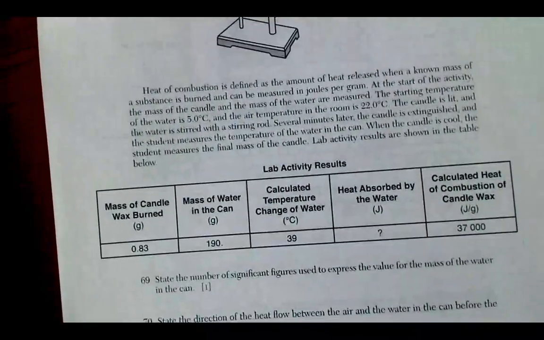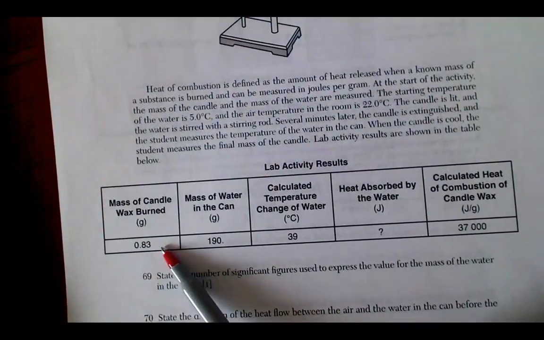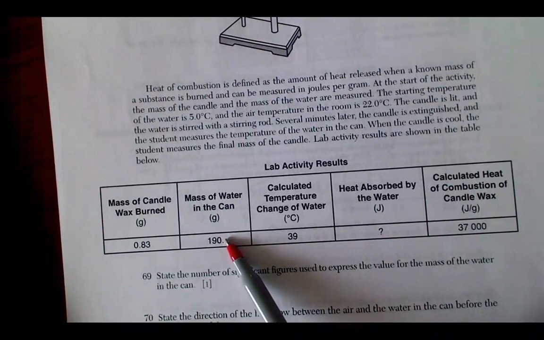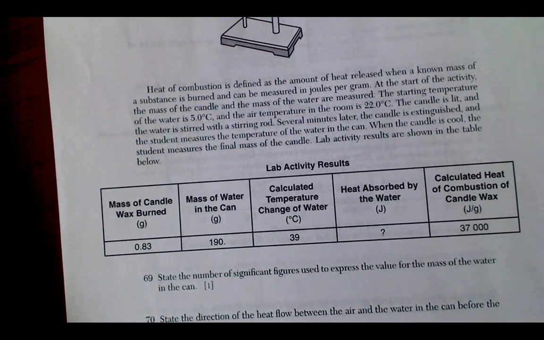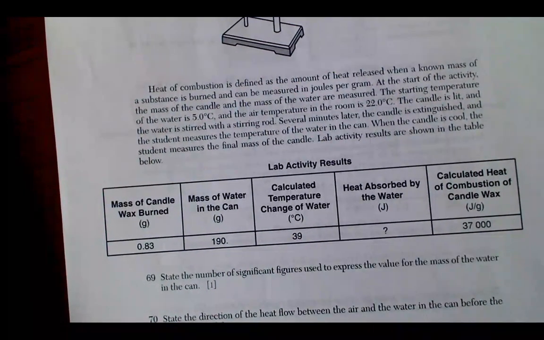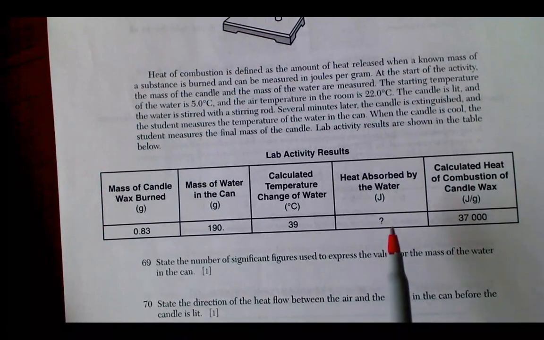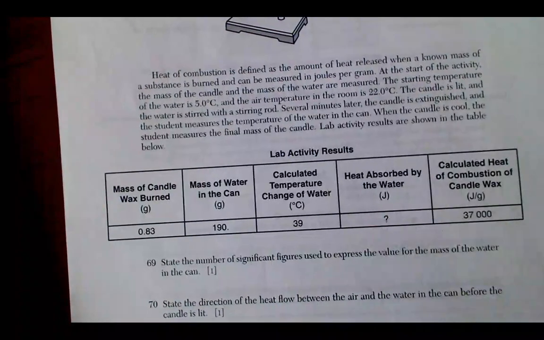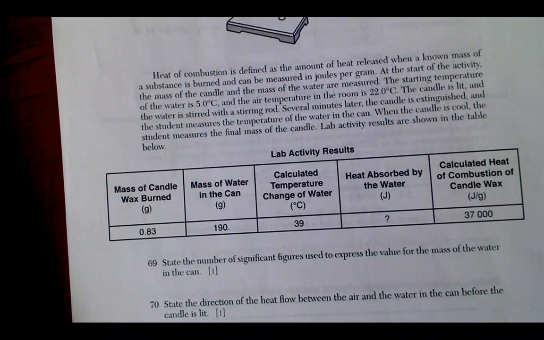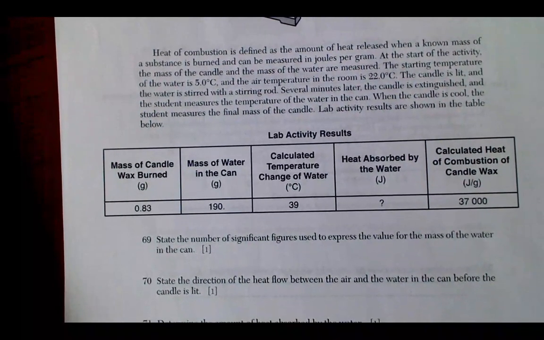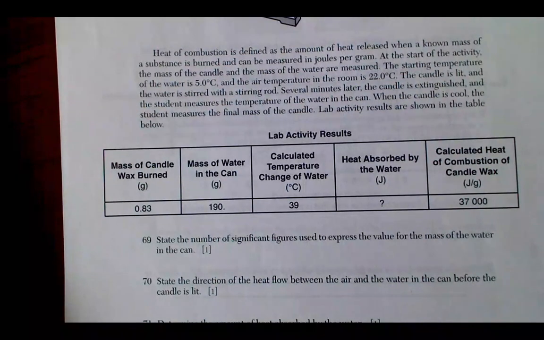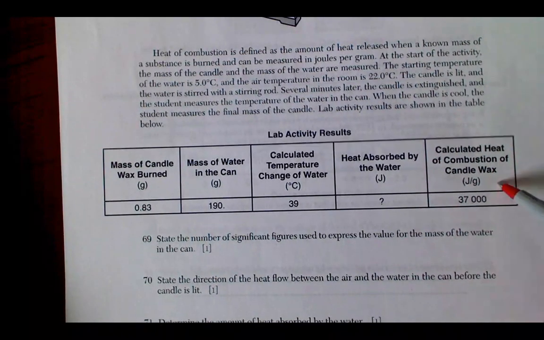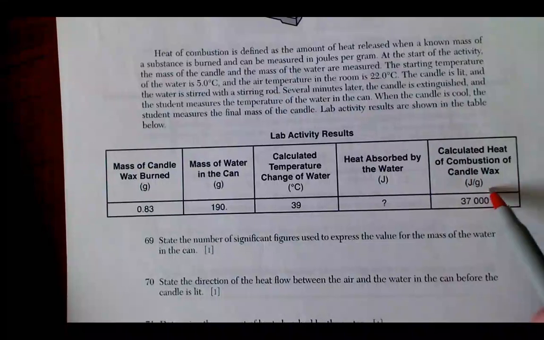And you've got this nice little table here. It shows the mass of the candle wax burned, the mass of the water in the can, and the temperature change of the water. So the water heated up by 39 degrees with the candle underneath it. How much heat was absorbed by the water, we don't know. And the heat of combustion of candle wax, that's a constant. On the reference table, it gives you the heat of fusion and heat of vaporization, these constants for water.